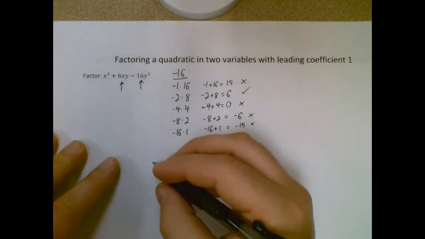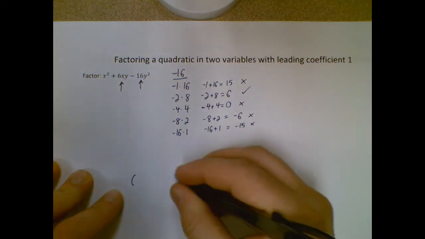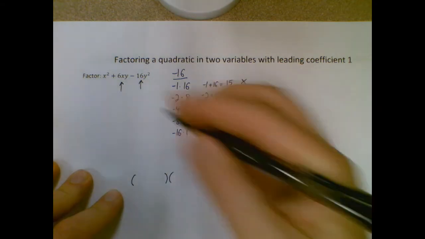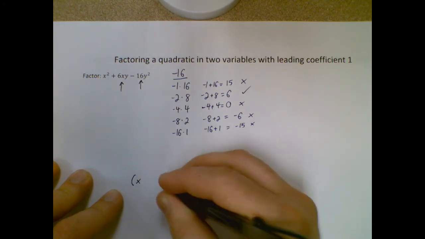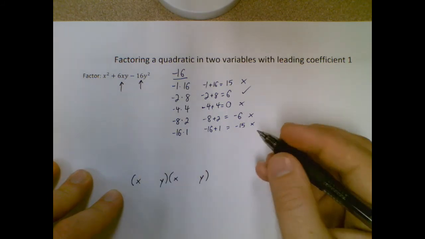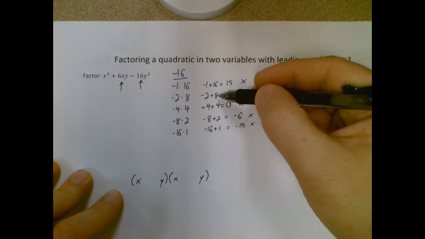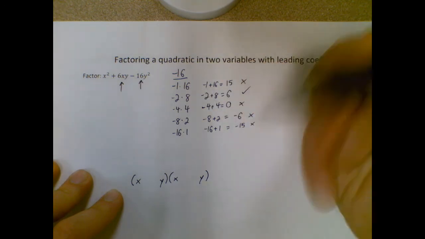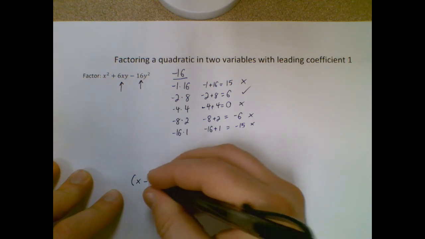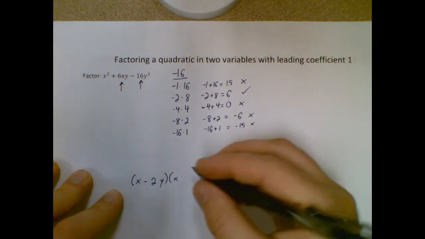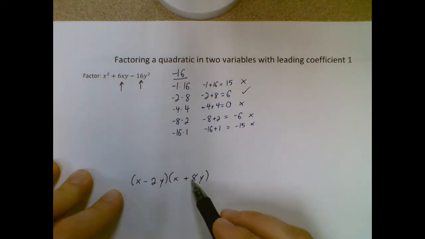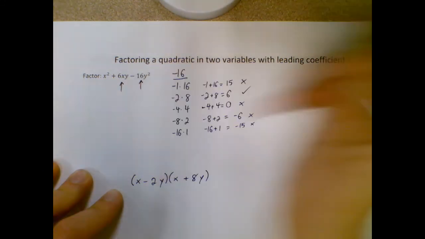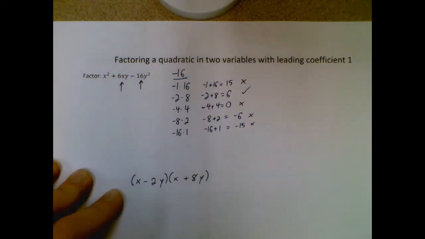So to write my final answer here, I know that in order to get x squared and a y squared, I'm going to have an x at the beginning and a y at the end of both of them. And I'm just going to put in my two numbers. Noticing if it's a positive 8, I will have to put a plus sign. So x minus 2y will go there, plus 8y will go there. And this, when you distribute it out, should end up back here, which is how you'll check your answer after you finish.